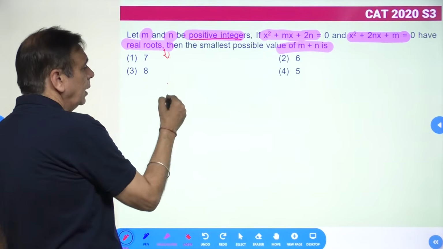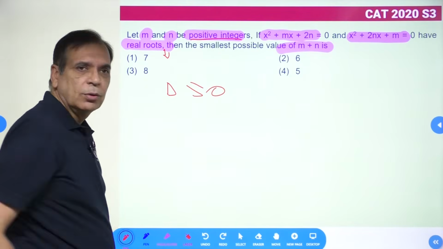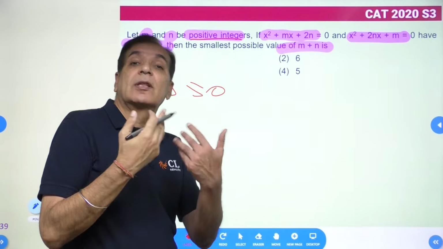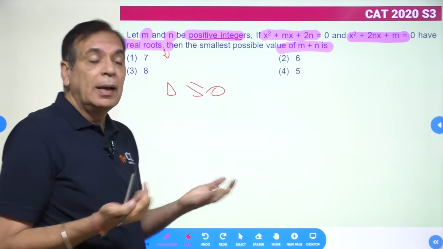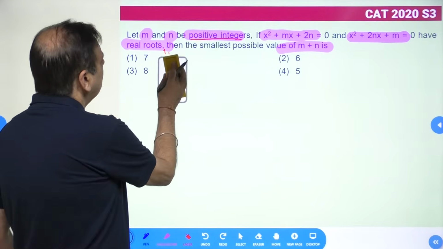What does real roots mean? Discriminant should be greater than or equal to 0. Discriminant cannot be negative, because if discriminant is negative, then it will become imaginary roots. Okay, so let's look at the discriminant for each of them.